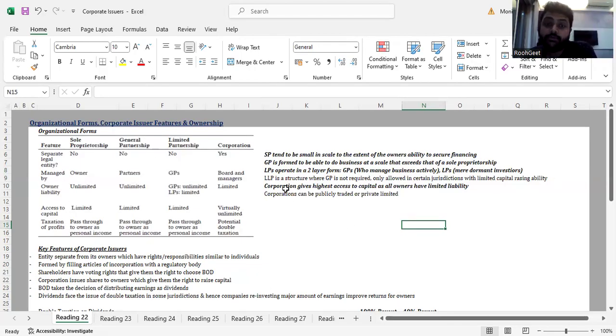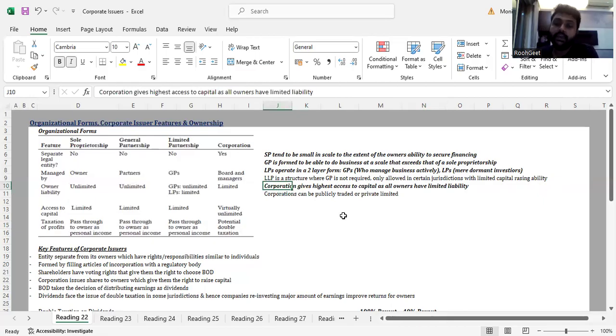Then comes corporation. Corporation gives the highest access to capital as all owners have limited liability. As I am saying, here when you take a loan, let's say you took a loan from the bank in a sole proprietorship, let's say Monil Mehta has a company called XYZ. When XYZ is raising 1 crore from the bank, that 1 crore is the liability of Monil. In a GP, that 1 crore is the liability of Monil. In an LP, the 1 crore is the liability of Monil. But in a corporation, that 1 crore is the liability of the company.